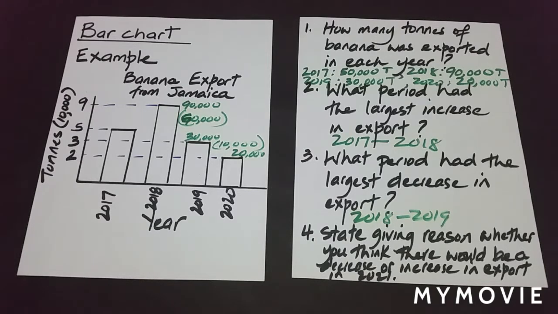So in 2021, I believe there would be a decrease, because generally on the graph, there is a decrease in export with the exception of 2017 to 2018. So that would have been my answer for part 4.